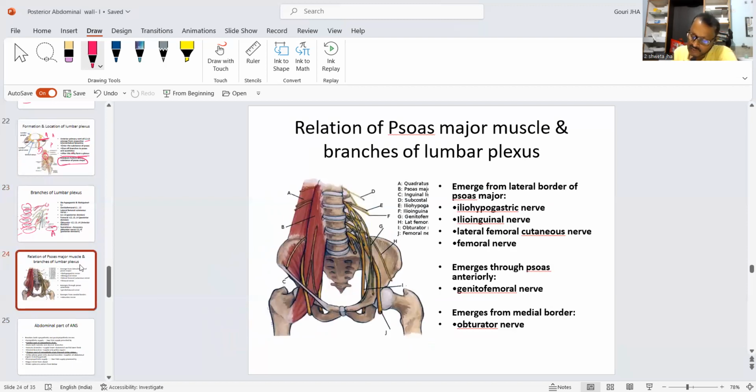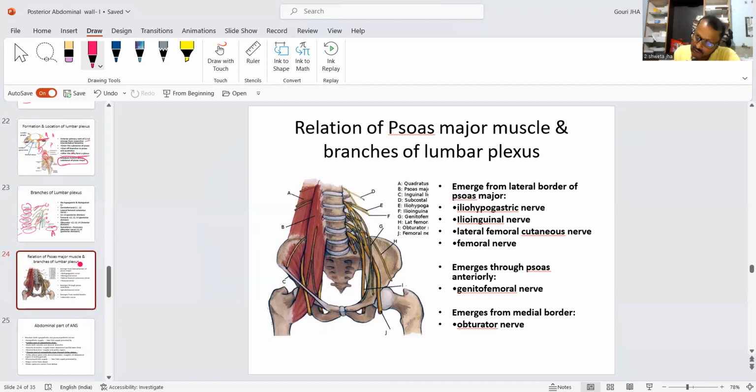So the relation of the psoas major muscle and the branches of the lumbar plexus. And this is very important. This has already been asked in the NEET examinations. Identify the nerves which are lying on the lateral aspect, and which are lying on the medial aspect. This question has already been asked in the previous NEET examinations.